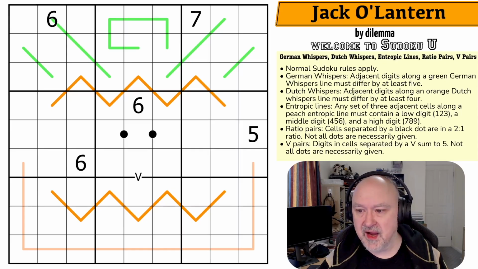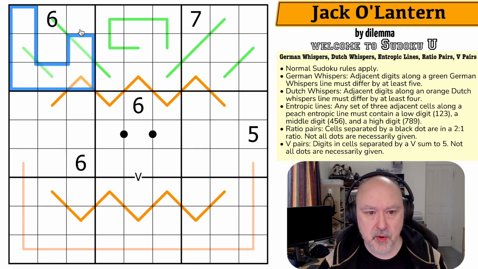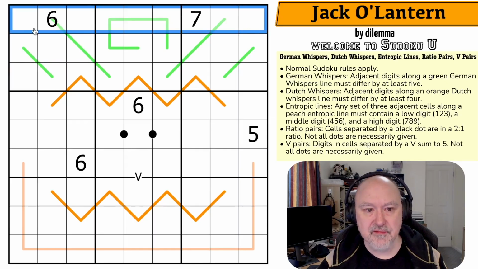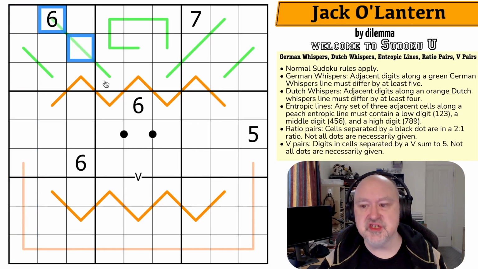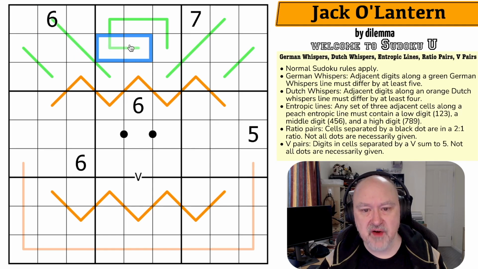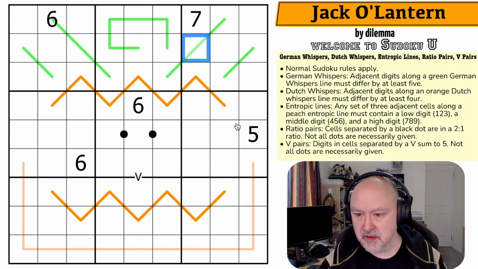So let's have a look at the rules of Jack-O-Lantern by Dilemma. Normal Sudoku rules apply, so in every box, in every row, and in every column, the digits 1 to 9 must be placed without repetition. We have German whispers. Adjacent digits on a green German whisper line must differ by at least 5. So these digits have a difference of at least 5, those digits, and those digits. The same goes for any connected cells by a green line.